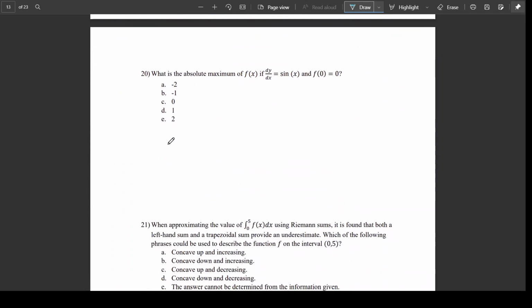20. What is the absolute maximum of f of x if the first derivative is equal to sine of x and f of 0 equals 0? Okay, so first thing we want to do is find f of x, right? So I have dy dx here, and I can say that dy equals sine of x dx.